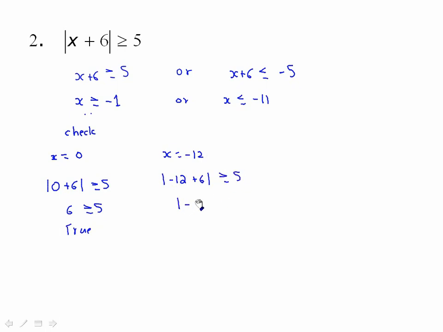So this is the absolute value of negative 6. So 6 is greater than or equal to 5. So true again. Now if you pick something that shouldn't work, so you say x is equal to negative 2, the absolute value of negative 2 plus 6 greater than or equal to 5, the absolute value of 4 greater than or equal to 5, false.